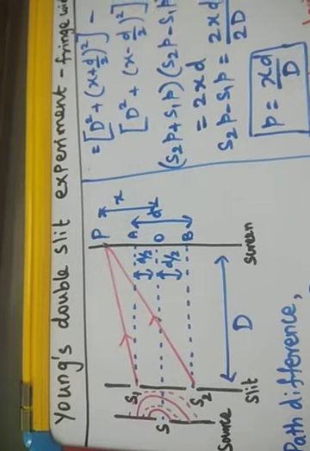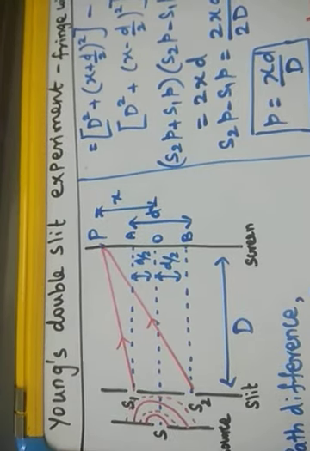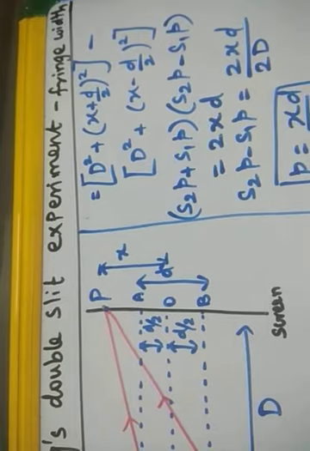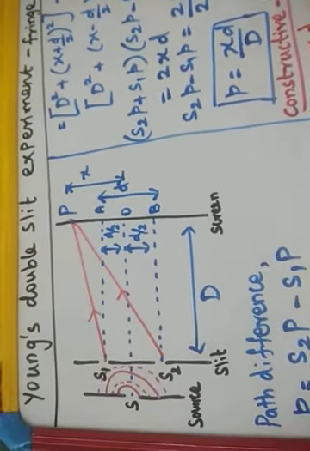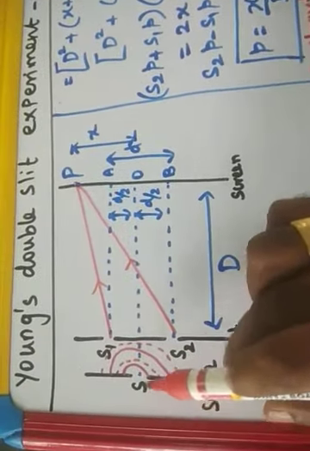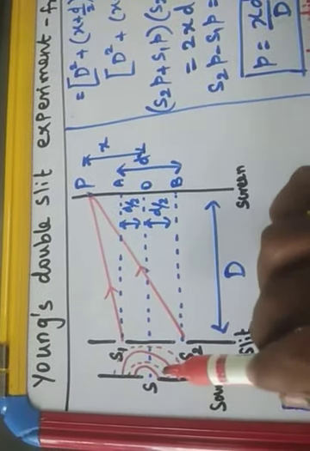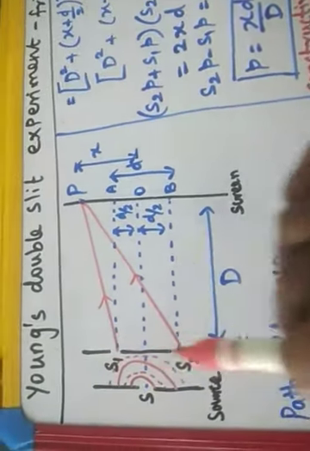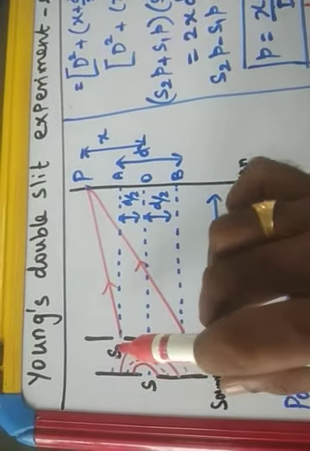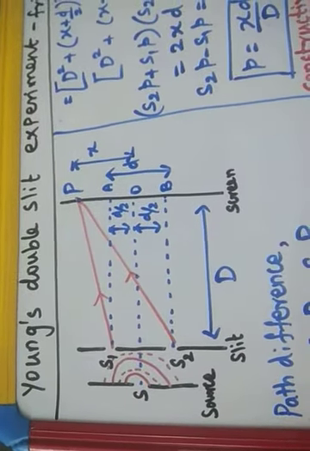Young's double slit experiment by interference, with the fringe width expression. The picture shows that there is a source from which the light waves are coming. Here we are taking two slits. This is a source, and S1 and S2 are the two slits.